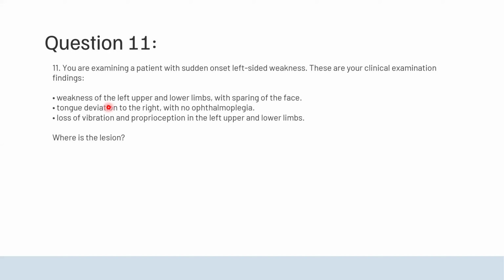When we look at weakness of the left upper and lower limbs with sparing of the face, we can tell that this is going to be the corticospinal tract after it decussates, right? The tongue deviation to the right, so I am referring to the hypoglossal nerve, which is in the medial side, and it deviates to the right, which is ipsilateral, and it is licking its wound. Loss of vibration and proprioception, so this is the medial lemniscus of the contralateral side. So this is the right medial medullary syndrome.